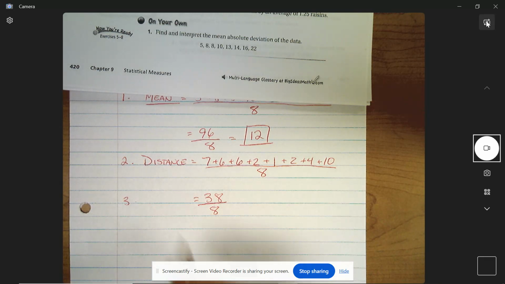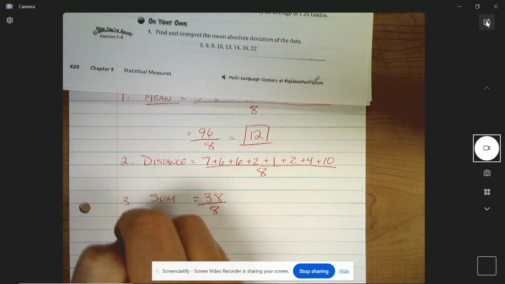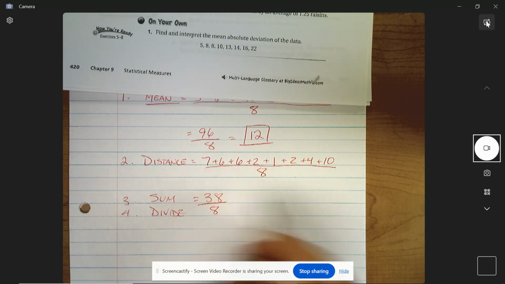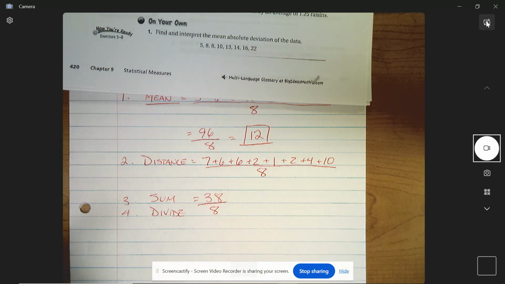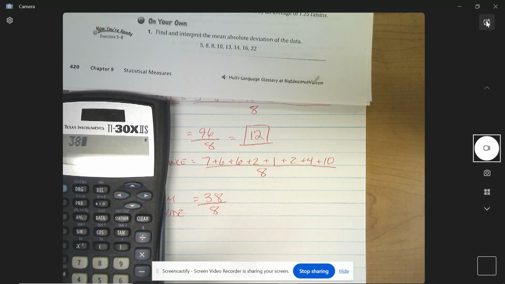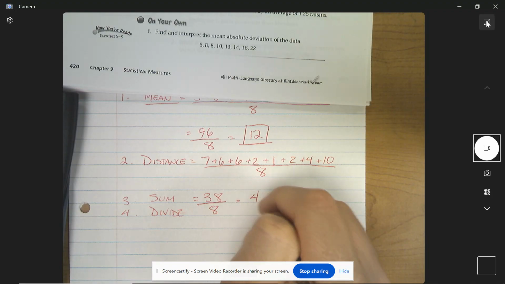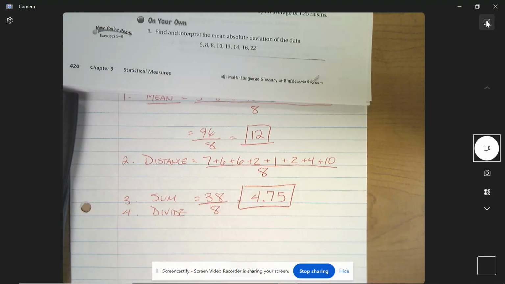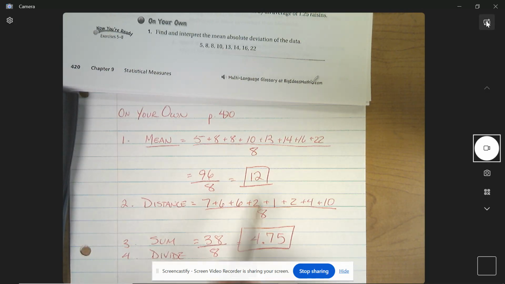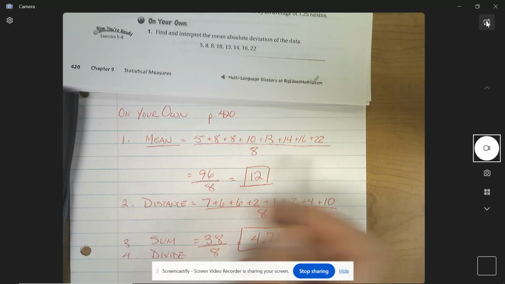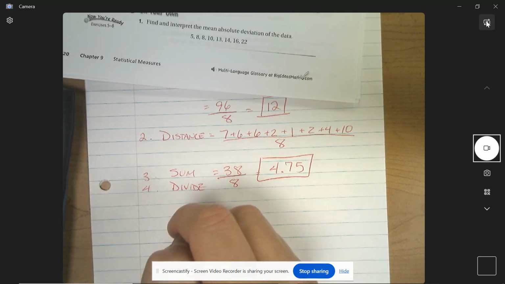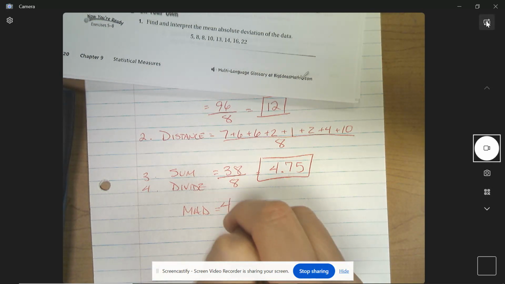We're finding the sum, and then step 4 is divide. So the sum is 38, divided by 8. 38 divided by 8. So on average, every point is 4.75 away. So all this list of numbers, on average, they are 4.75 away from that average number. So the mean absolute deviation equals 4.75.